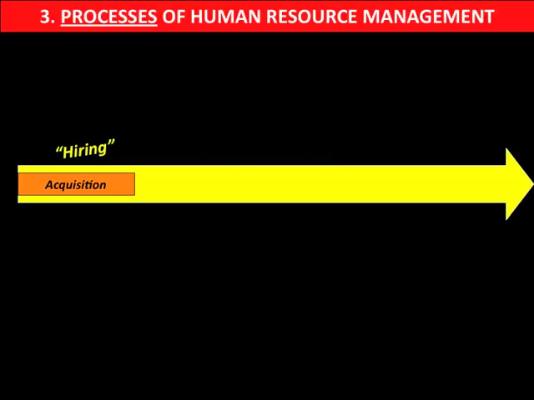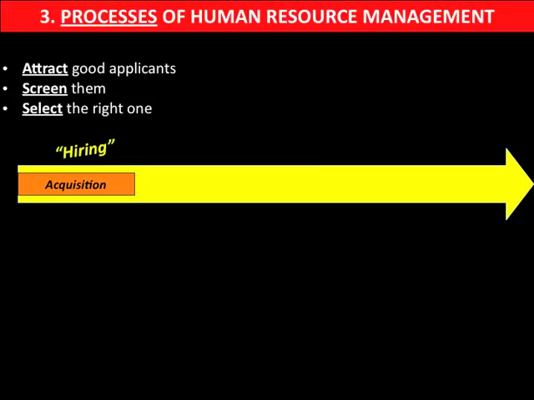We need to hire workers, and that means things like getting the right applicants to apply, screening them so you get rid of all the junk ones, selecting the right one, and then even having an orientation program to make sure that they know things like workplace health and safety and all that, so it doesn't become a problem later.